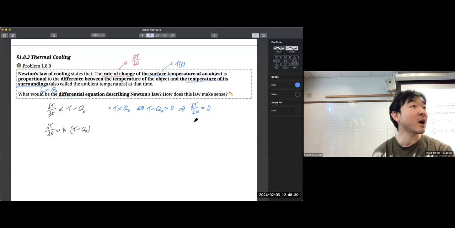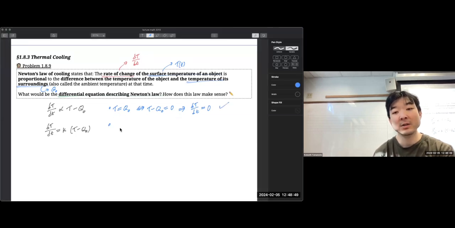So it's like saying if your coffee is already room temperature and you're just letting it sit in your room, the temperature of the coffee is not going to change. It'd be really weird if it started getting warmer or suddenly getting colder because it's already at room temperature. So that checks out. Okay.